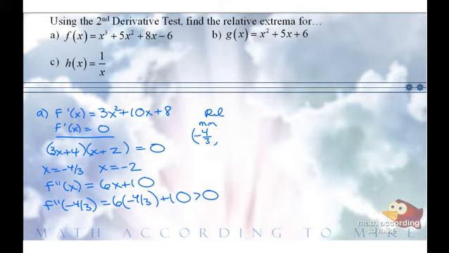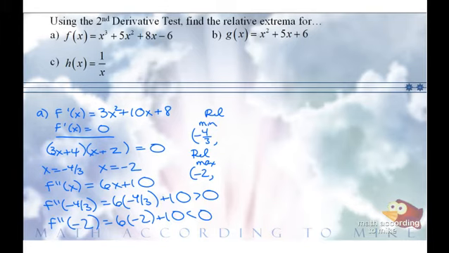And now we stick in negative 2. So 6 times negative 2 plus 10 is negative. So since it's negative, that means the function is concave down around it, which means it's a relative max.